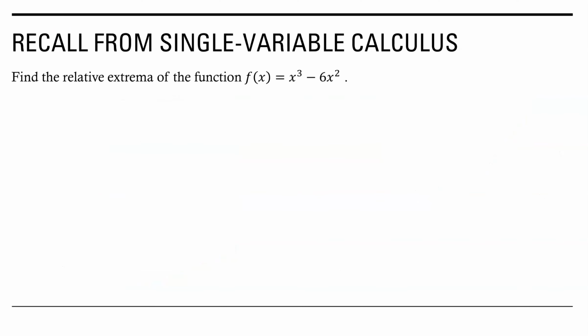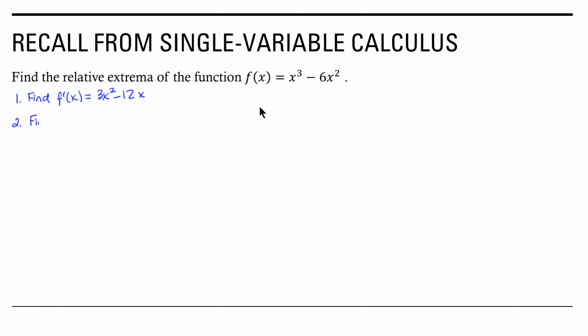So let's recall a little bit of what we know from single variable calculus. In single variable calculus, a typical problem would be something like: find the relative extrema of the function f of x equals x cubed minus 6x squared. The crucial steps in finding those relative extrema using calculus is first we had to find the first derivative. In this particular case, that first derivative would be 3x squared minus 12x.